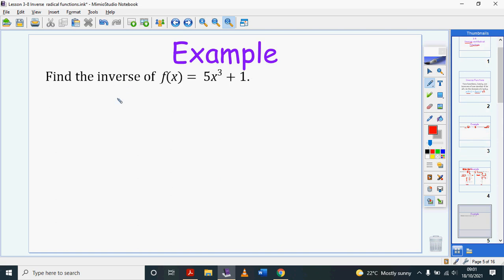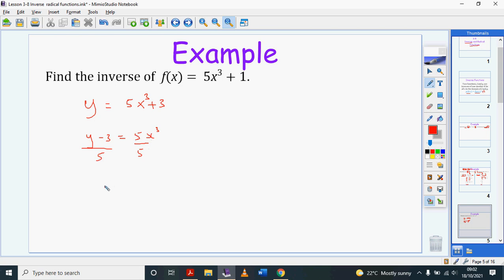Alright, let's try this one. Find the inverse of 5x cubed plus 3. I hope you guys remember how to find inverses. First of all, substitute f of x with y, and that's equal to 5x cubed plus 3, and then try to solve for x. So that will be y minus 3 is equal to 5x cubed, divide by 5 both sides to solve for x.